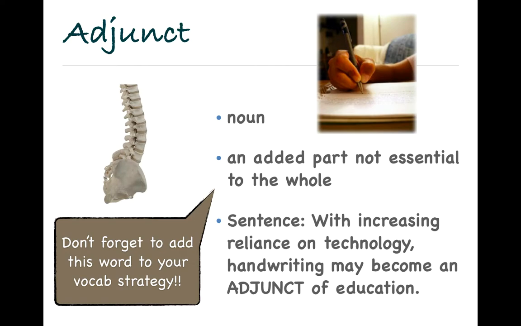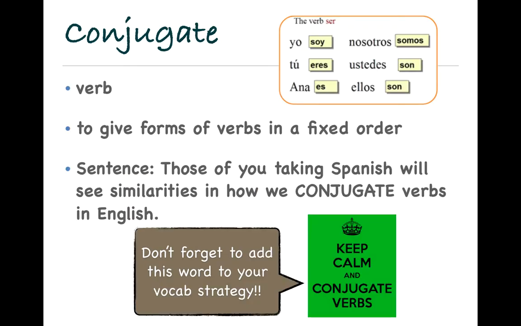There are 4 more words that use this root. The next one is one you may have heard in Spanish class, conjugate. Conjugate is a verb, and it means to give forms of verbs in a fixed order. So Senora Doring may have asked you to conjugate the verb ser, and you would need to give different forms of that verb as is shown in the picture in the upper right-hand corner. So those of you taking Spanish will see similarities in how we conjugate verbs in English.